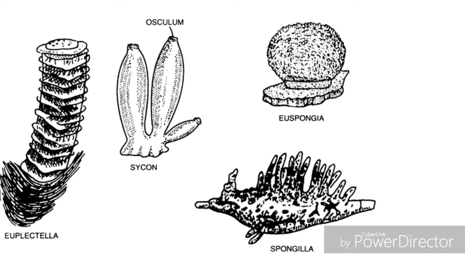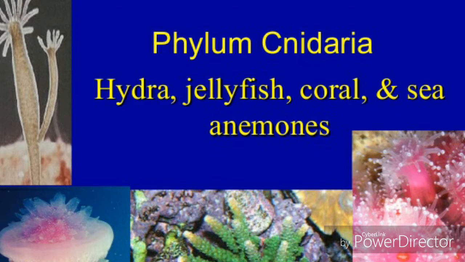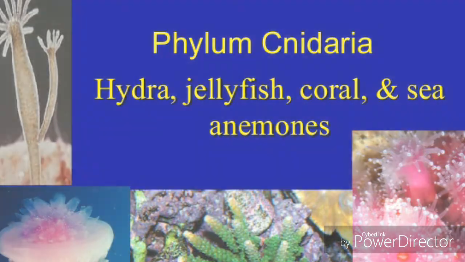Now let us see the different examples of poriferans. Here you can see Euplectella, Cycon, Euspongia and Spongilla. These are different poriferans which are sedentary animals. Now let us move on to the second invertebrate phylum, Cnidaria. It is also called Coelenterata.